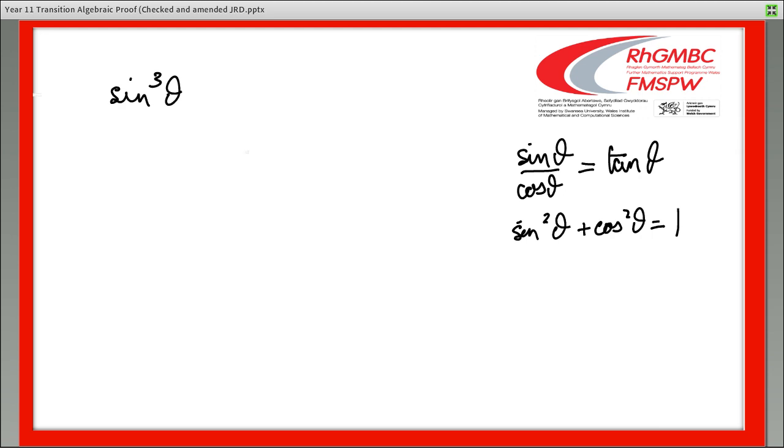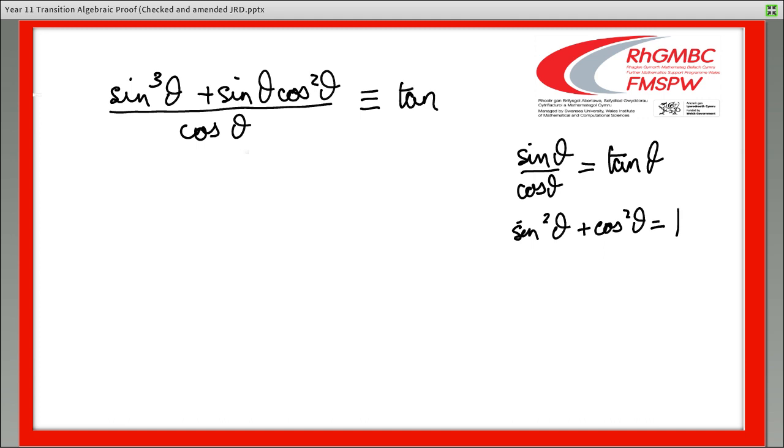Now our question actually stated sine cubed theta, right? So the 3 there means that we're cubing the sine. So if you've got 27 degrees, you'd work out sine 27, get your value of 0 point whatever it is, and then you'd cube it on the calculator. And then we've also got plus sine theta cos squared, and that's all over cos theta. And the examiner is claiming that that is equivalent to tan theta.